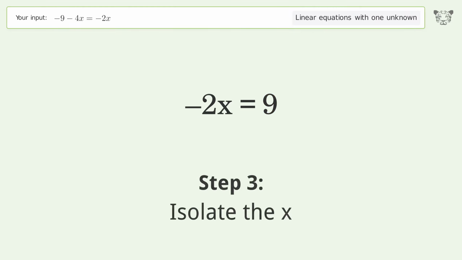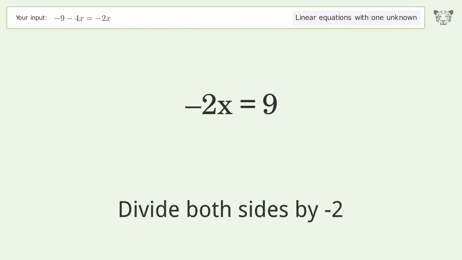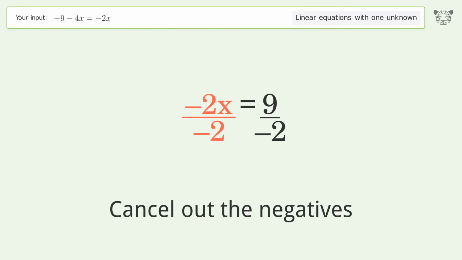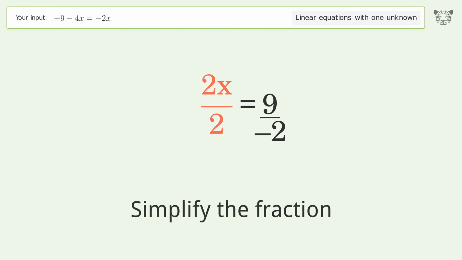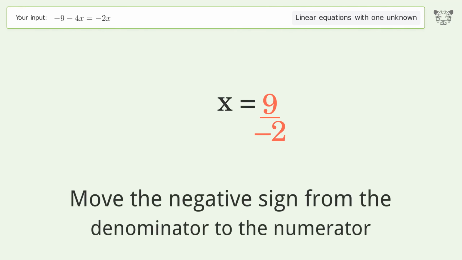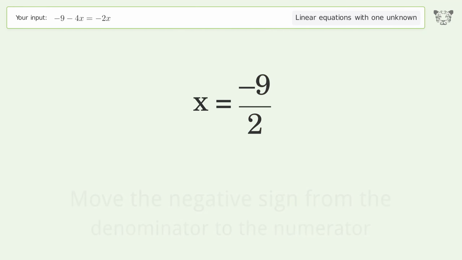Isolate the x. Divide both sides by -2. Cancel out the negatives. Simplify the fraction. Move the negative sign from the denominator to the numerator. And so the final result is x equals -9/2.